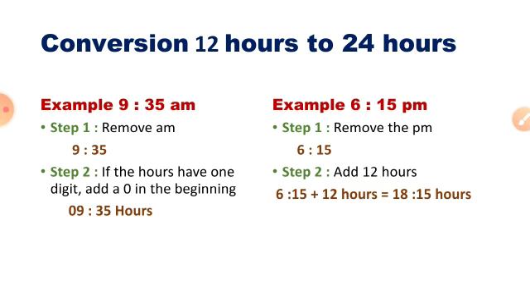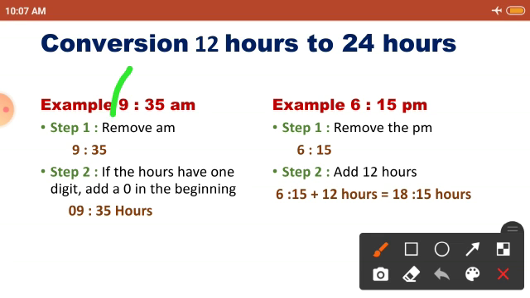Let's see one more example for this. The second example is 6:15 PM. See, what time format is used here? It is PM. So, if this happens, what will you do? Let's see that. Step 1, remove the PM. So, you will get 6:15. And step 2, add 12 hours. Why are we adding 12 hours? Because this is PM. That means it is after midday. If it is after midday, when you are converting 12 hours to 24 hours, you have to add 12 with it. So let's add this.